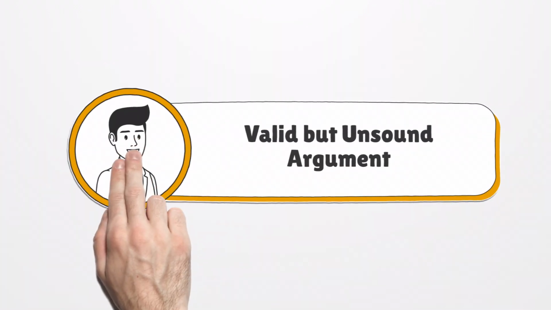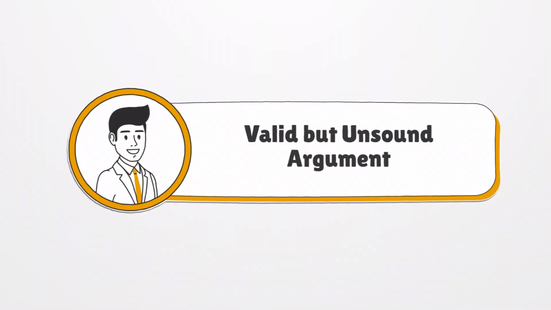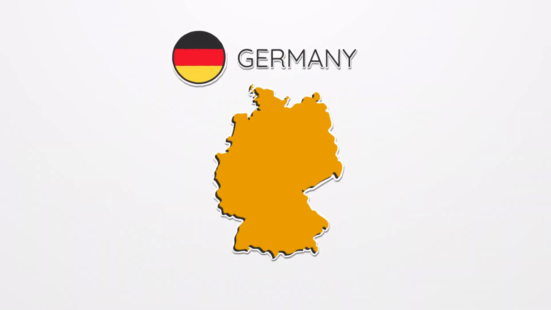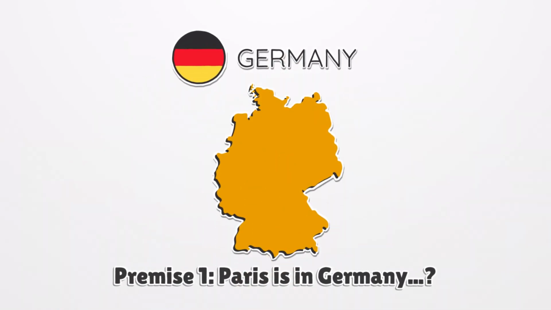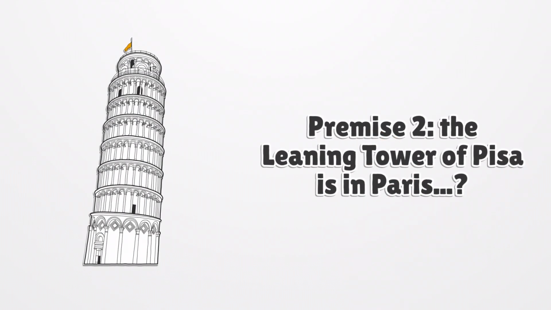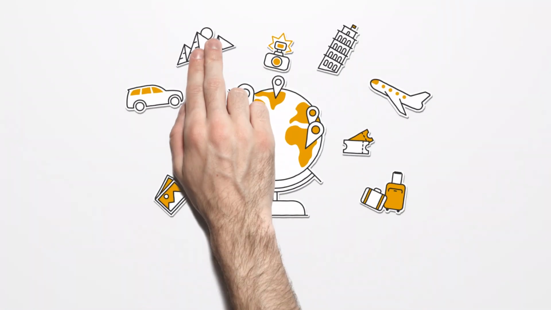Here's an example of a valid but unsound argument. An argument whose premises are false, but whose conclusion would be true if the premises were true. Premise 1, Paris is in Germany. Premise 2, the Leaning Tower of Pisa is in Paris. Conclusion, the Leaning Tower of Pisa is in Germany.